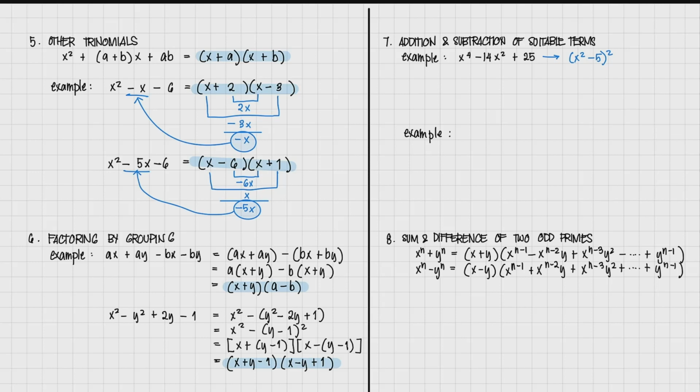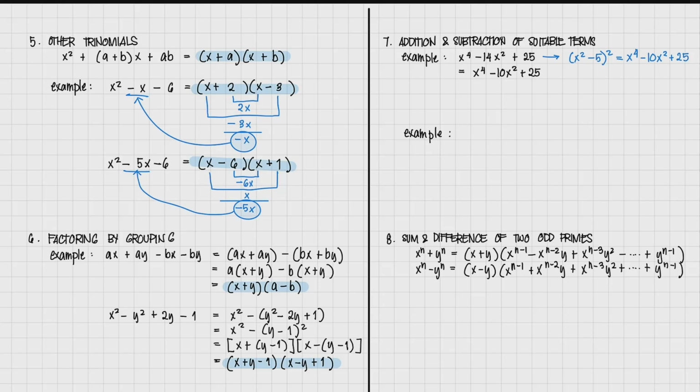Okay, and this one is equal to x raised to 4 minus 10 times x raised to 2 plus 25. So ito yung gagamitin natin sa pag-solve. Okay, let's proceed with our solution. So this will now be equal to x raised to 4 minus 10x raised to 2 plus 25.